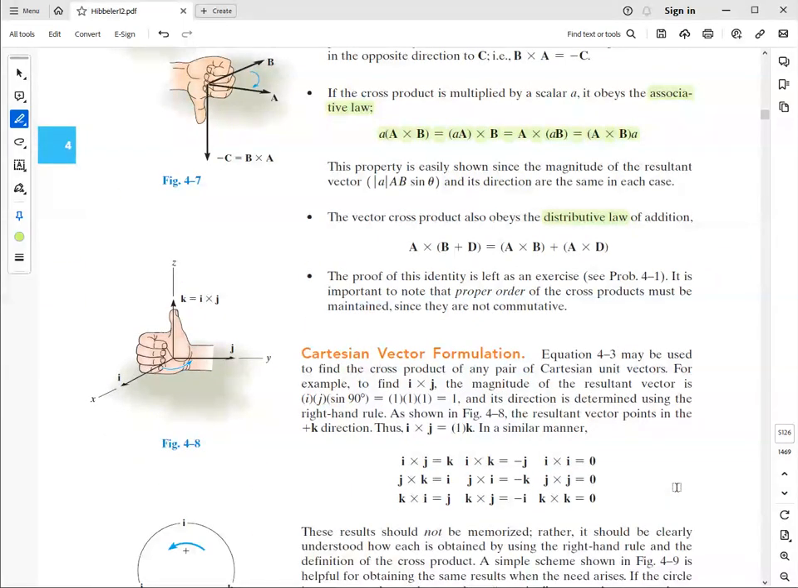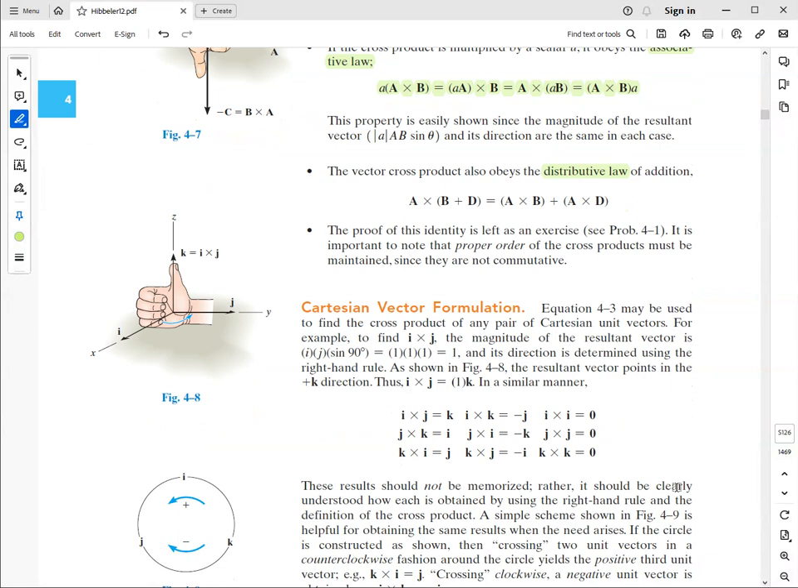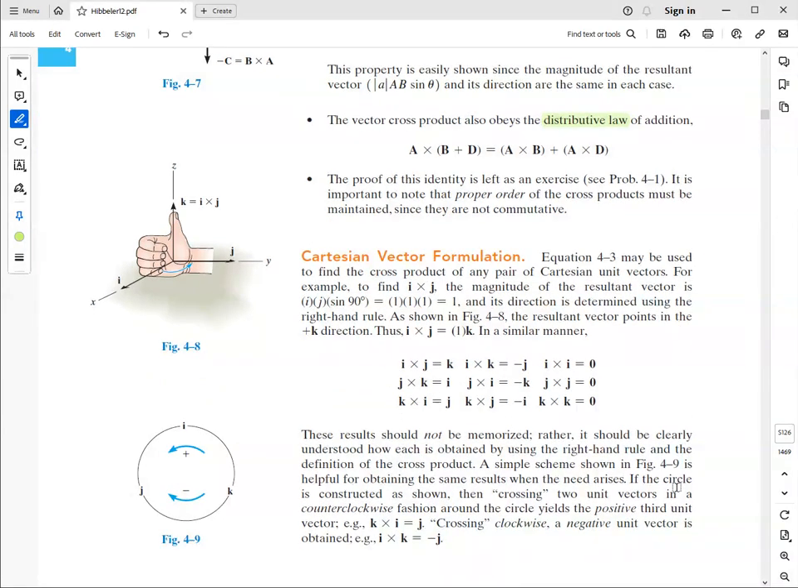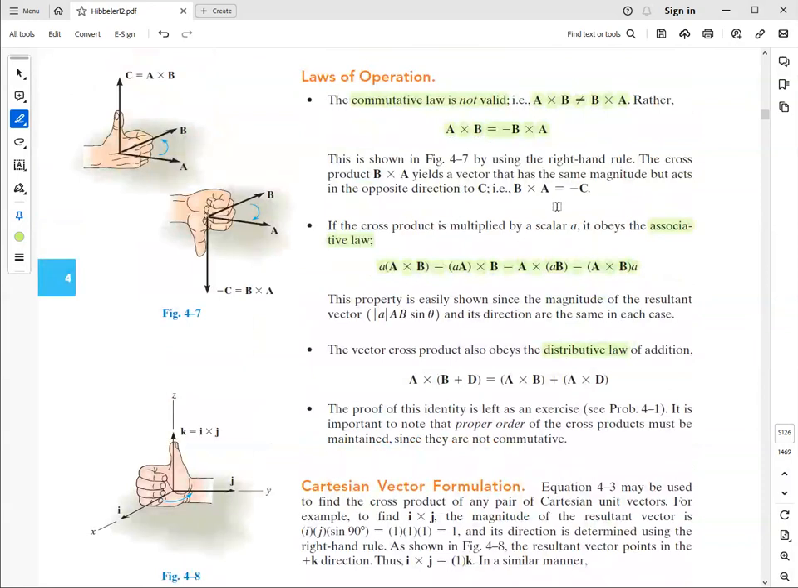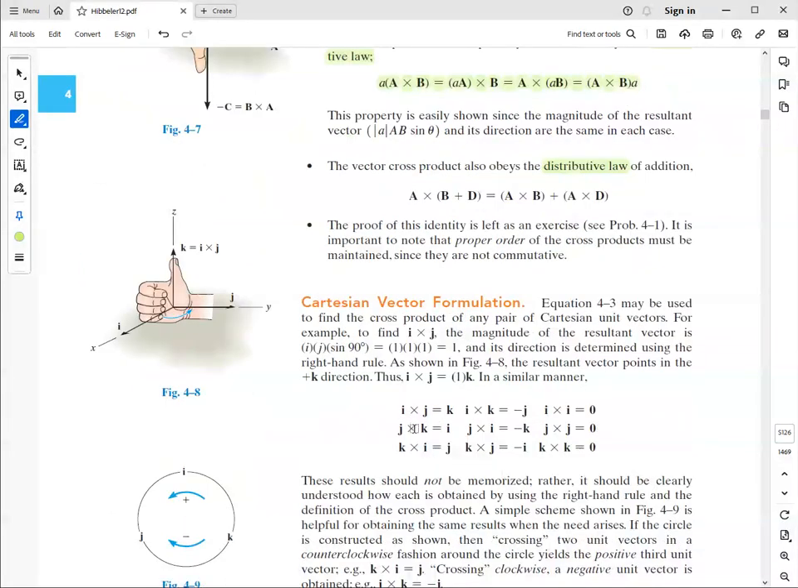Cartesian vector formulation using determinant notation. So in expliciting the components of the individual vectors A, B in the cross product, I'm using unit vectors i, j, and k associated with the three axes.